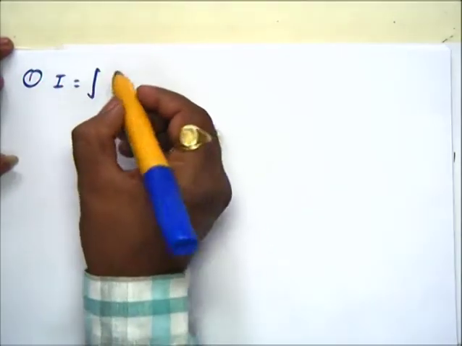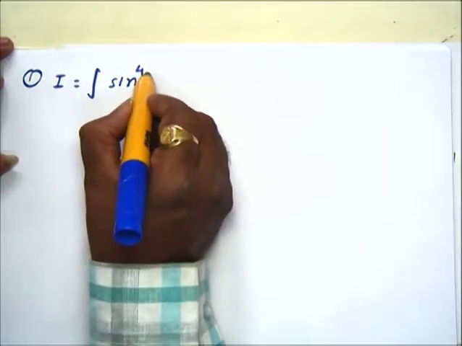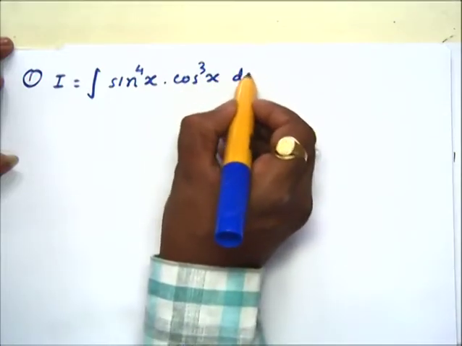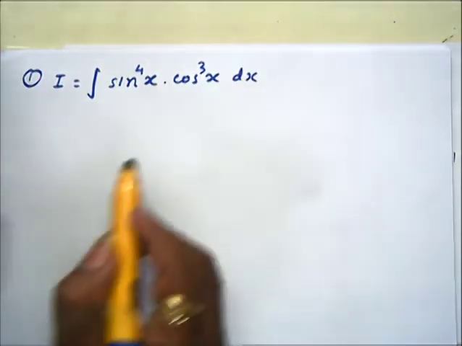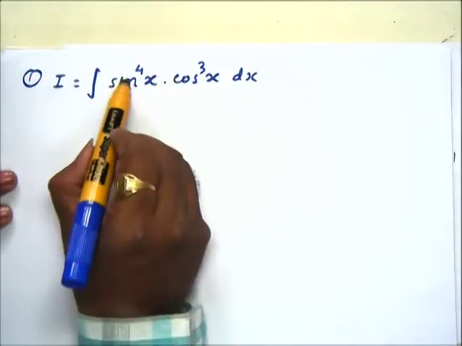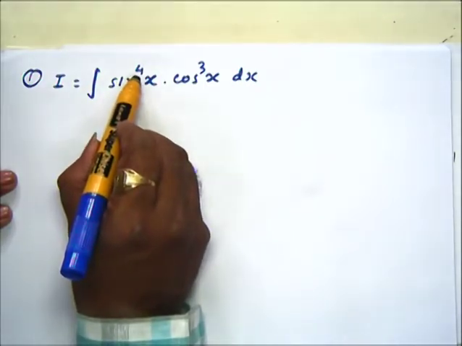Integration of sin raised to 4x into cos cube x dx. Okay, see here, m is 4, n is 3. This is even, this is odd, so we have to take the substitution for the odd power.